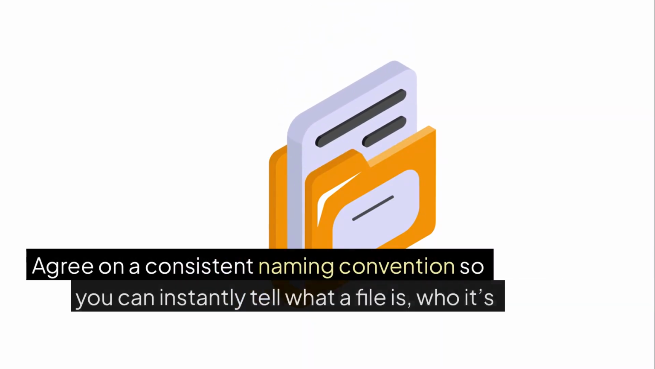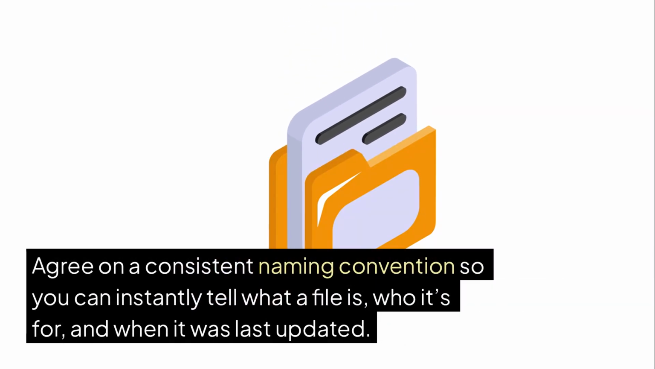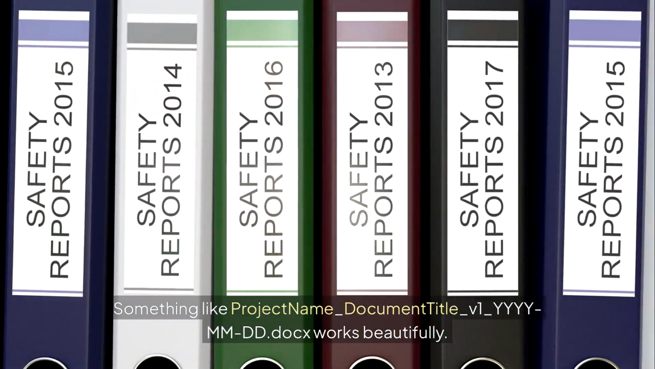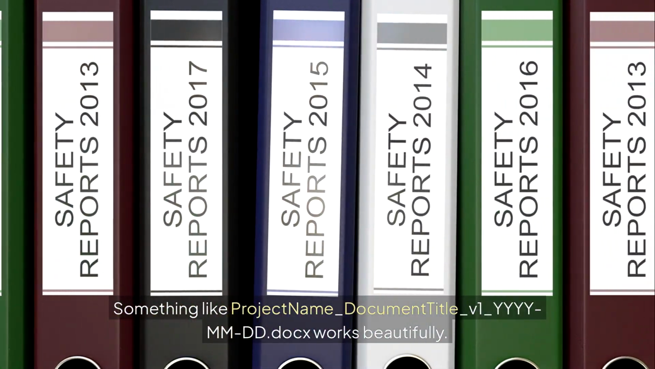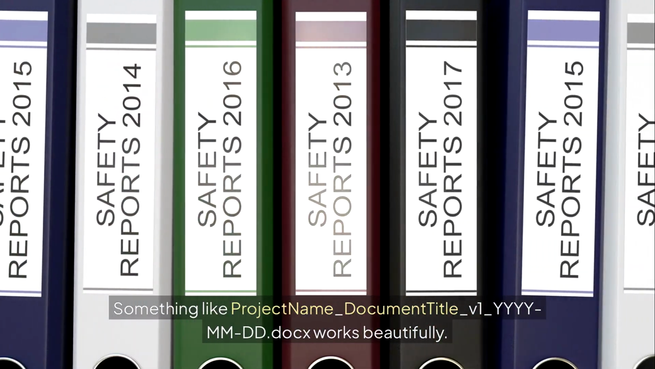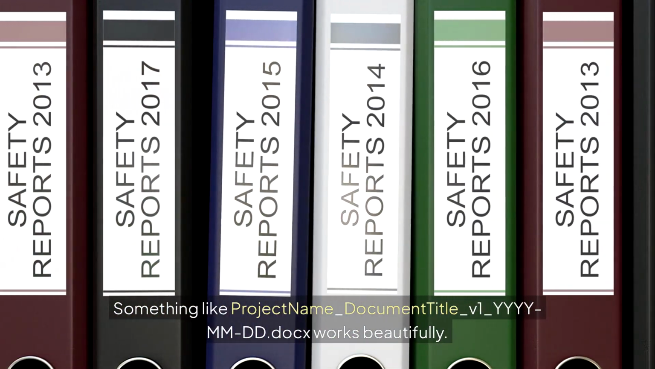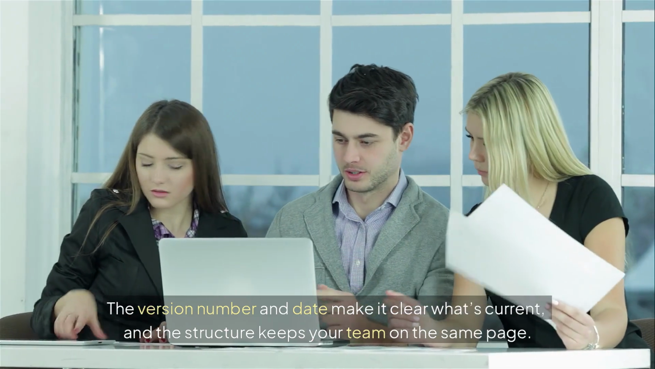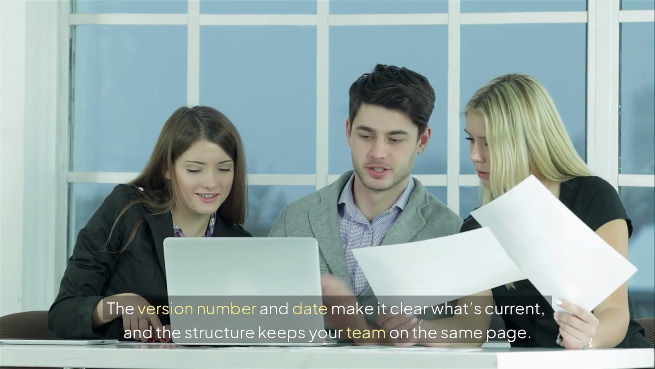Agree on a consistent naming convention so you can instantly tell what a file is, who it's for, and when it was last updated. Something like project name_document title_v1_yyyymmdd.docx works beautifully. The version number and date make it clear what's current, and the structure keeps your team on the same page.